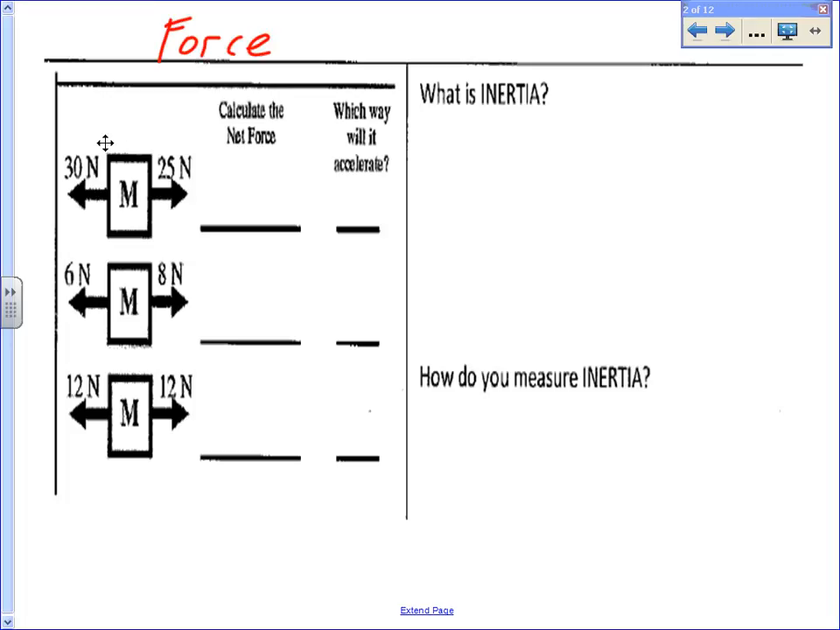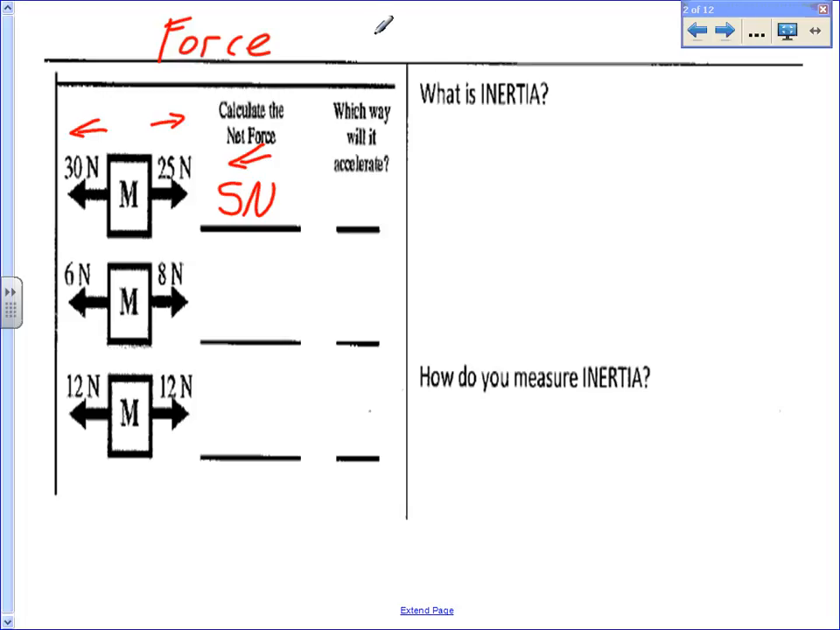So if you have a tug of war, we have someone pulling 30 newtons to the left, and someone else pulling 25 newtons to the right. Because they're going opposite directions, you're going to subtract them. Your winner is going to be 5 newtons to the left. So you just take the big number, subtract the small number, and whatever the big number's arrow is, you choose that arrow. That's the direction it will go.